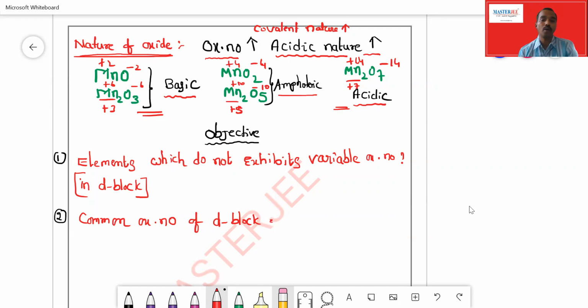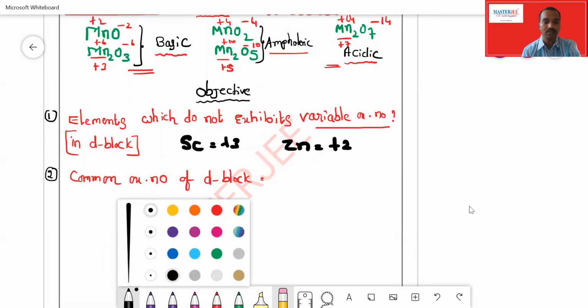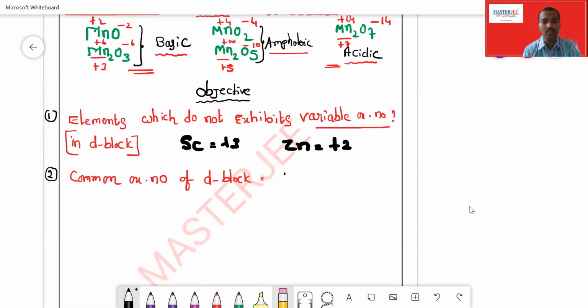Next, coming to the objective part: elements which do not exhibit variable oxidation number. Already we discussed it. In the D block elements, those that won't exhibit variable oxidation numbers are these two: scandium, which exhibits +3 only, and zinc, which exhibits +2 only. Next, the common oxidation number of D block elements is +3. Already we discussed these points.